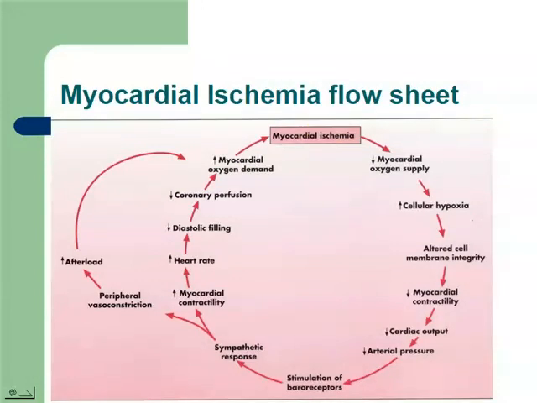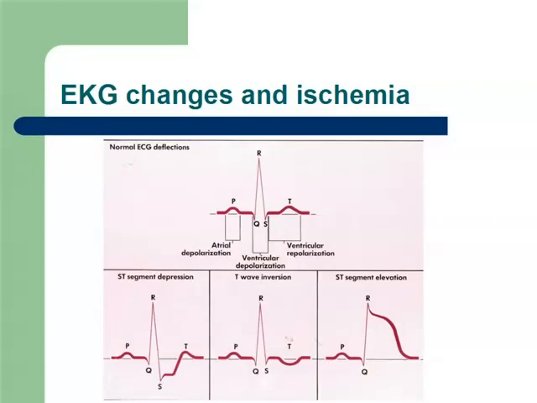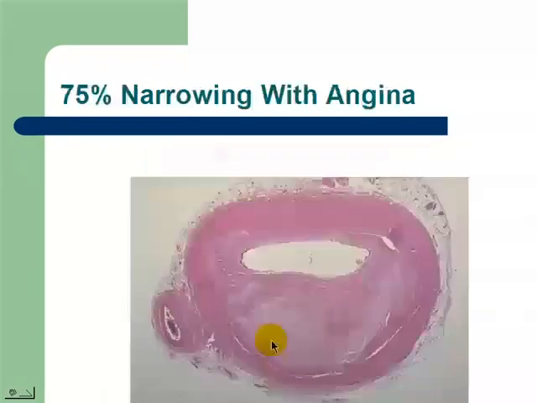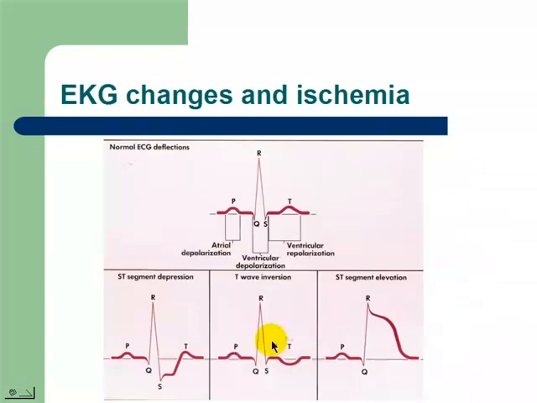We talked about the heart rate and how the heart rate is affected. So let's look at changes of the EKG that occur with ischemia. Normally, if somebody has myocardial ischemia, what you will notice is that the T wave will invert. That's here in the middle. It's showing T wave inversion.